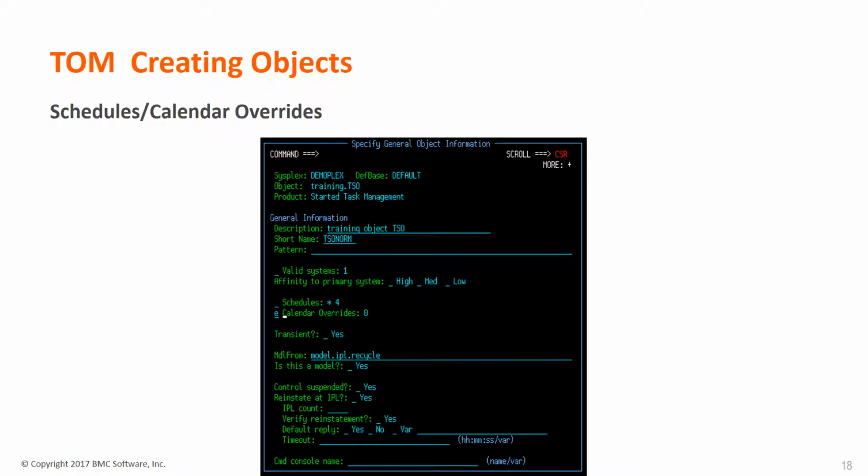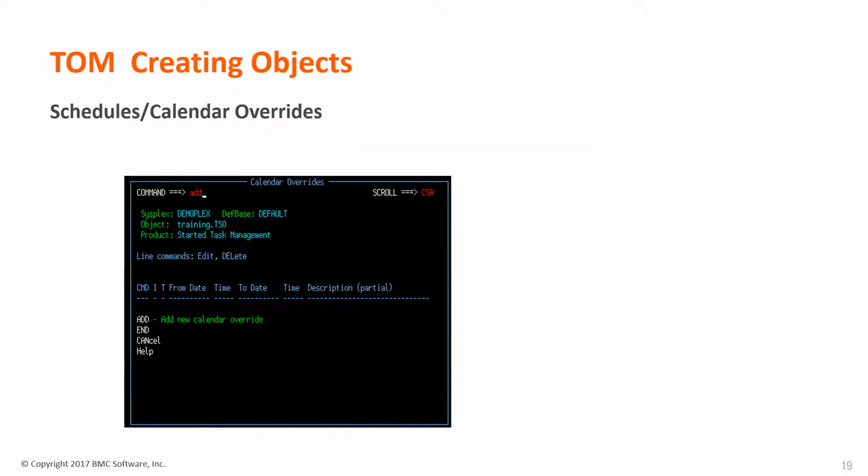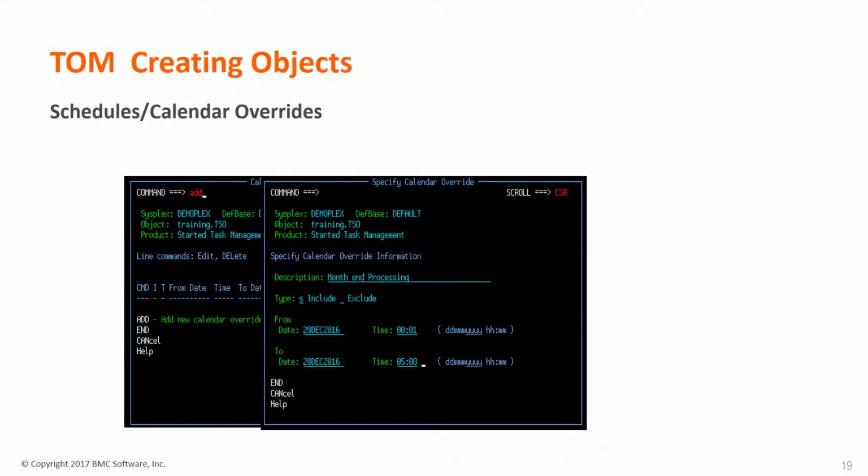And now we're going to create an override so that this object will be active on one of the days during those shutdown periods. So I'm going to put an E in calendar overrides, and TOM is going to present us with a panel. And here we're going to do an add to create a calendar override. And we'll see a display like this.